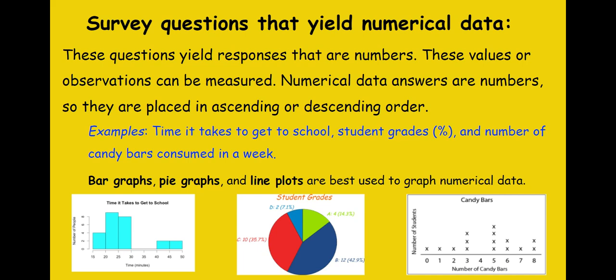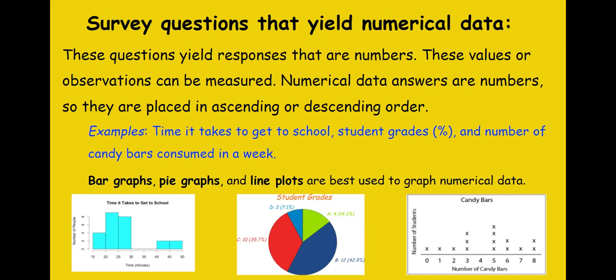Look at the pie chart. Student grades. Now these grades would have been a percentage grade. So maybe you had an 89% in social studies. That would be a B, right?